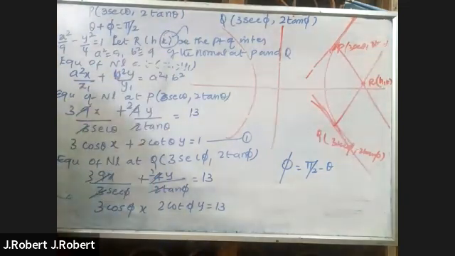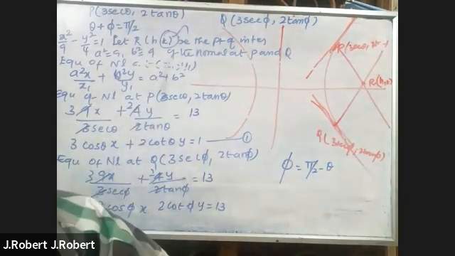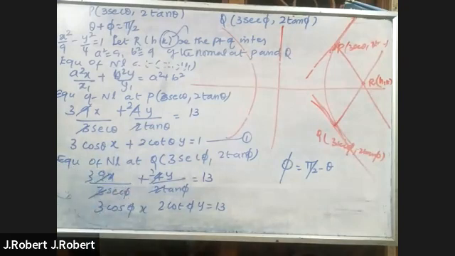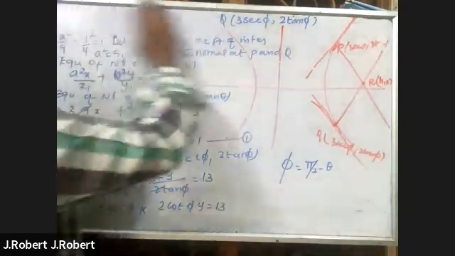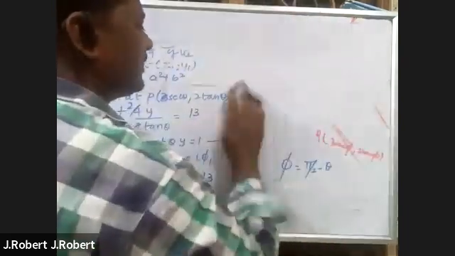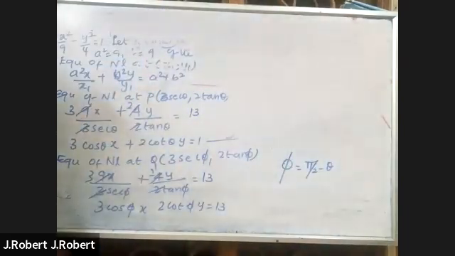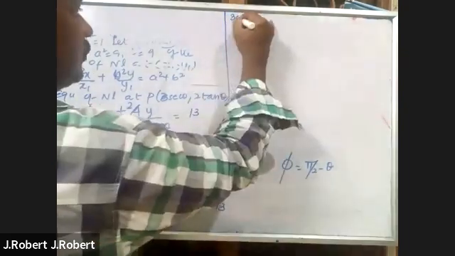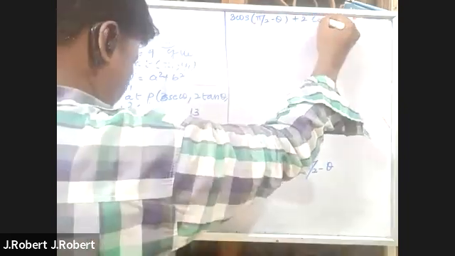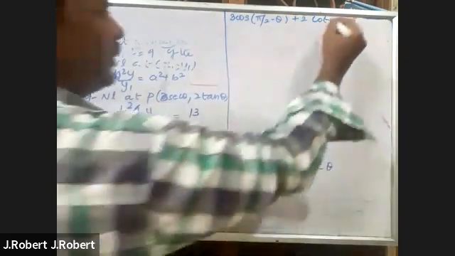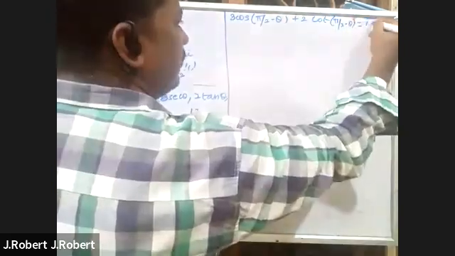First, please take down the first two steps quickly. We will change that: pi by 2 minus theta. In the first step, I can change this as pi by 2 minus theta. So you can write this as 3 into cos of pi by 2 minus theta plus 2 into cot of pi by 2 minus theta equals 13.